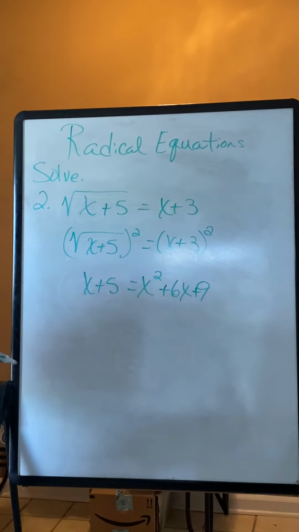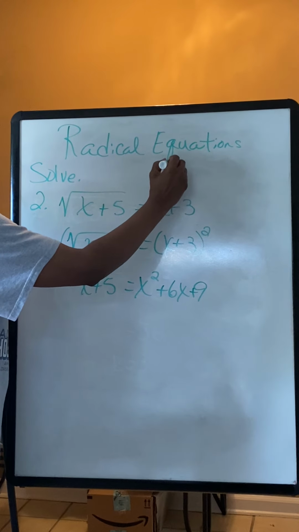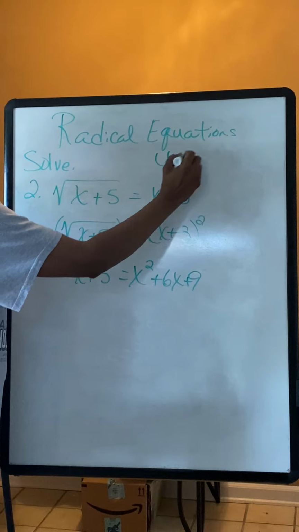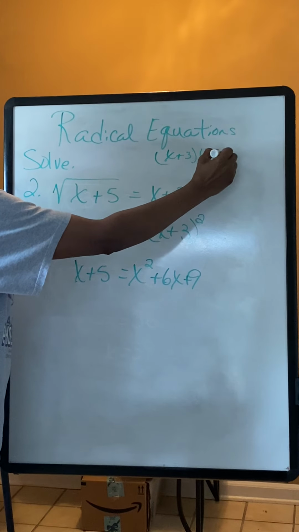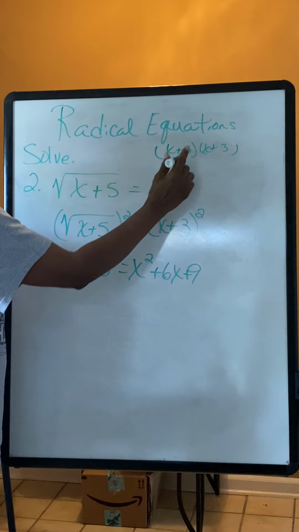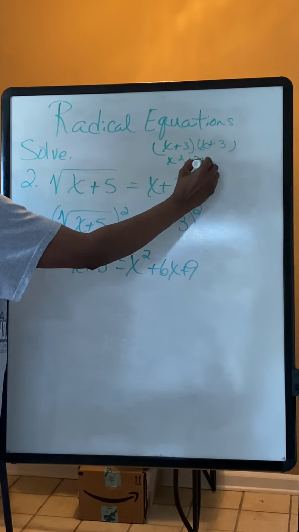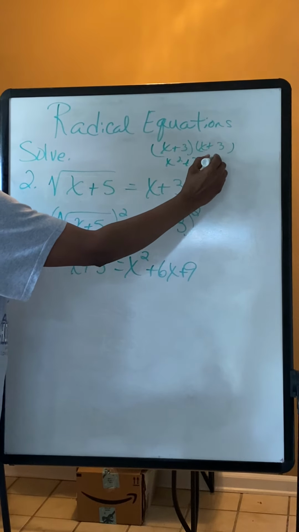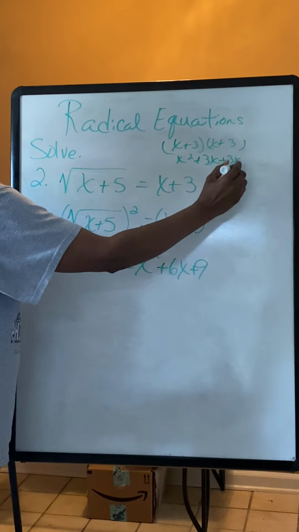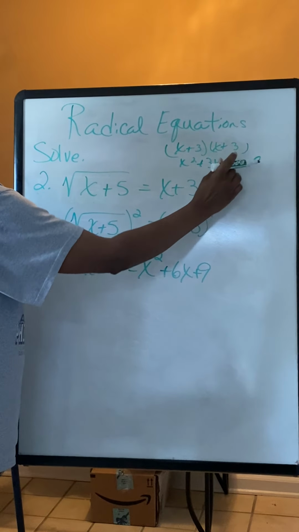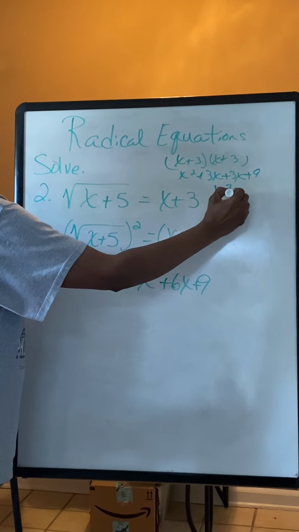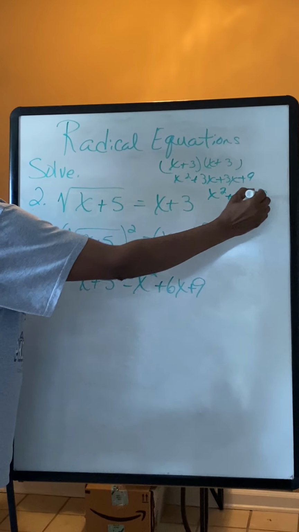Now, if you've forgotten how to use the rule, remember when you square a number, you multiply by itself. So if you need to, x times x is x squared. X times 3 gives you 3x. 3 times x gives you 3x. And 3 times 3 gives you 9. Combine the two terms in the middle, you get your x squared plus 6x plus 9.